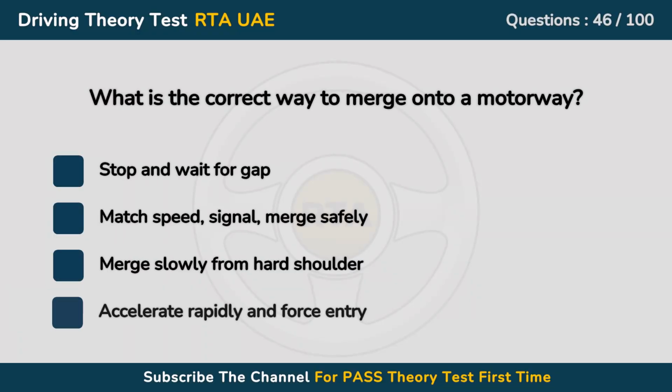Question 46. What is the correct way to merge onto a motorway? A. Stop and wait for gap. B. Match speed, signal, merge safely. C. Merge slowly from hard shoulder. D. Accelerate rapidly and force entry.